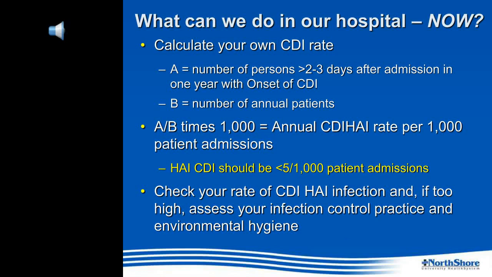You can calculate your own rates. You can look at, again, the number of persons in the hospital for 2 or 3 days after admission with onset of Clostridium difficile infection in 1 year, and the number of annual patients. And if your Clostridium difficile infection rate is greater than 5 per 1,000 admissions, you really should look at your healthcare practices and do what you can to lower those rates.